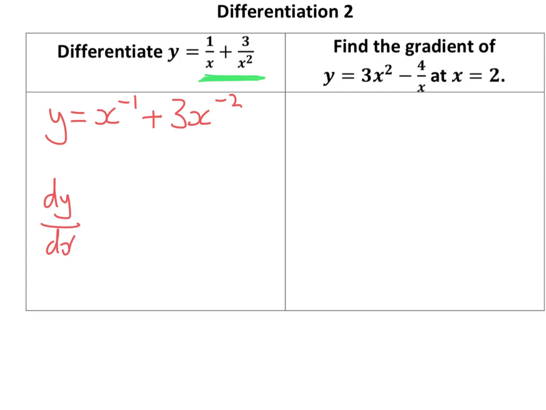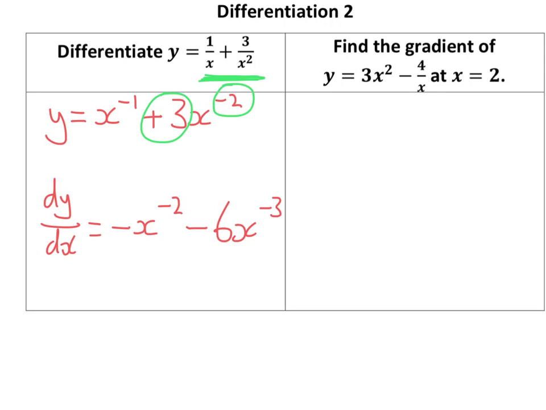So we get dy dx equals, now we've got minus 1, so it becomes minus x to the power, and don't forget the power goes down by 1, so minus 1 minus another 1 is minus 2. Now on the second bit we get minus, because it's minus 2 times plus 3, so minus 2 here times plus 3 here, right, so we're going to get minus 6x to the minus 3.